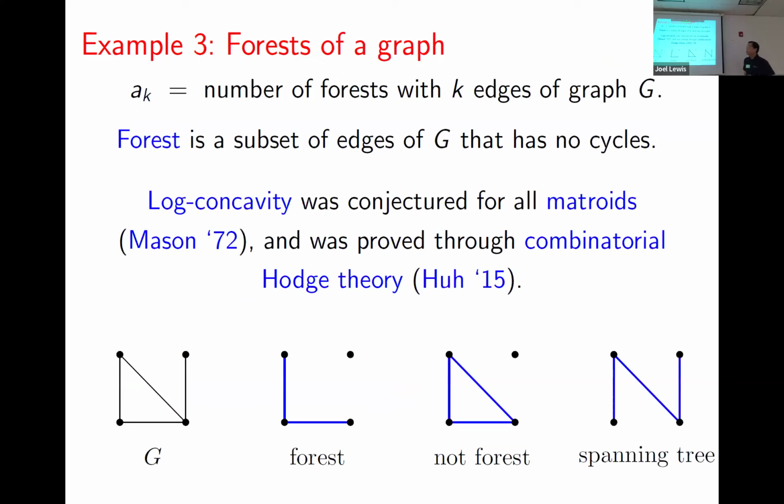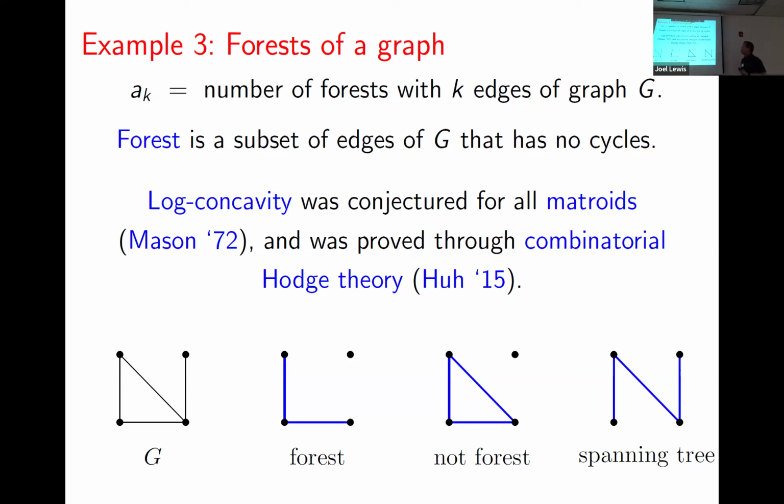Two examples, and this is the last example for today. This one comes from graph theory. Let G be any given graph. Let a_k be the number of forests with exactly k edges, where a forest is a subset of edges of the graph that has no cycles at all. For example, let's say this is our given graph G. This is a forest. This is not a forest because it has a cycle. And when your forest is also connected, it's usually called a spanning tree.